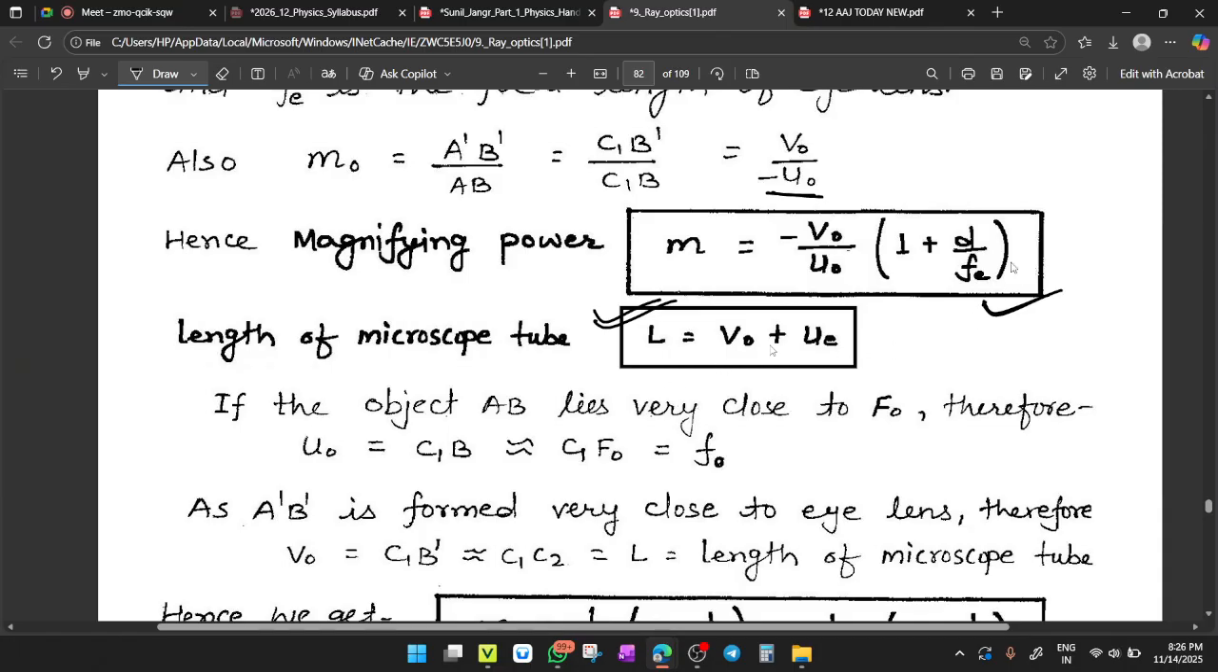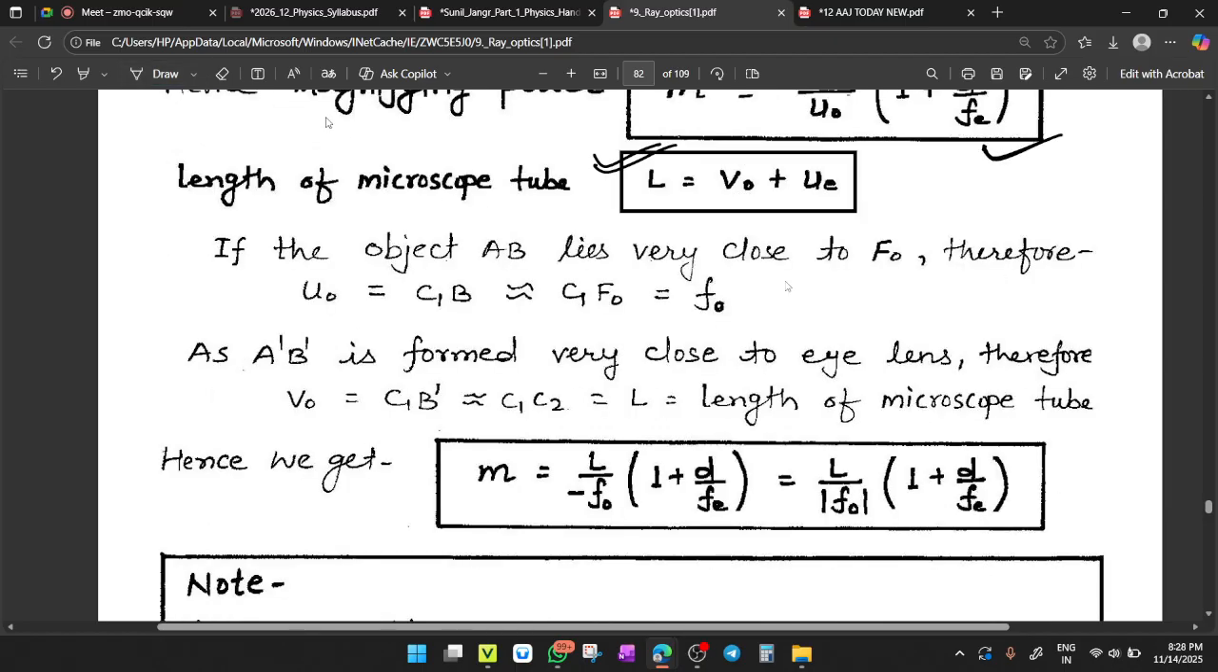So two derivations are here. Magnification M equals minus VO upon UO into (1 plus D by FE), and L equals VO plus UE. So student, we have got here the length of the tube. Now you know this objective lens for a compound microscope is very close to the object, and the object should be beyond the focal length of the objective lens.